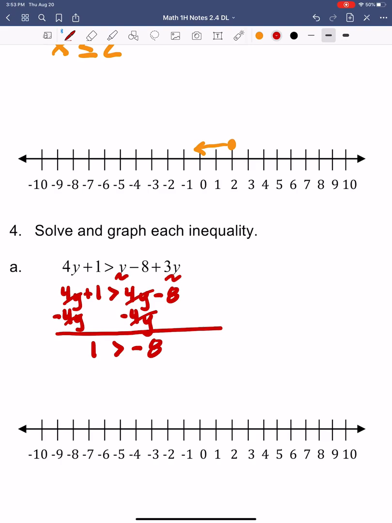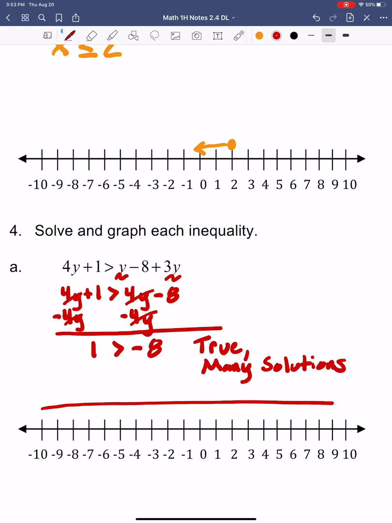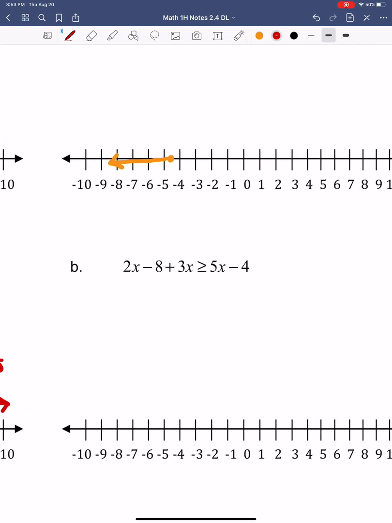I have to decide if that's true or false, kind of like we did with our equations. Is 1 greater than negative 8? Yes, it is, because 1 is positive and negative 8 is negative. So that's true, which means I have infinitely many solutions. And so what they're going to have you do on your homework is just draw this to include all the numbers, arrows in both directions here, because it's all the solutions. And then we'll slide over to letter B.